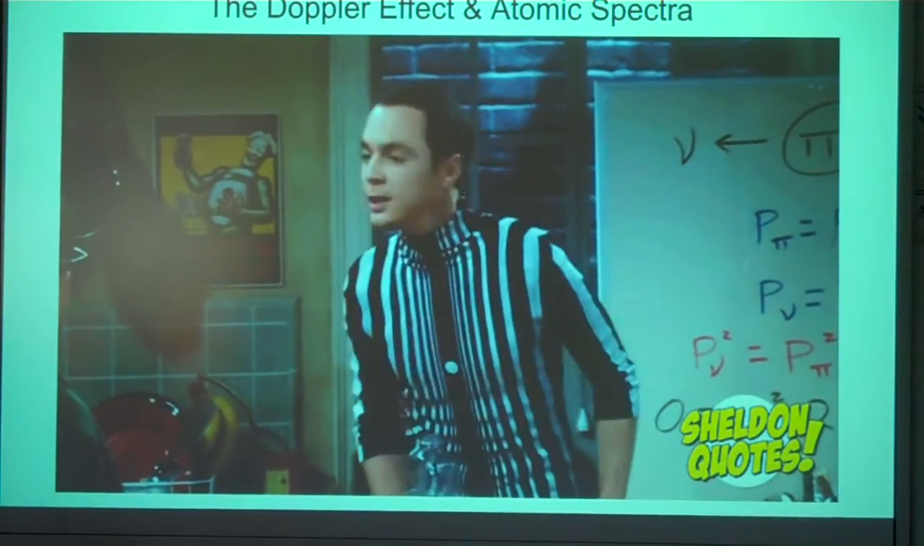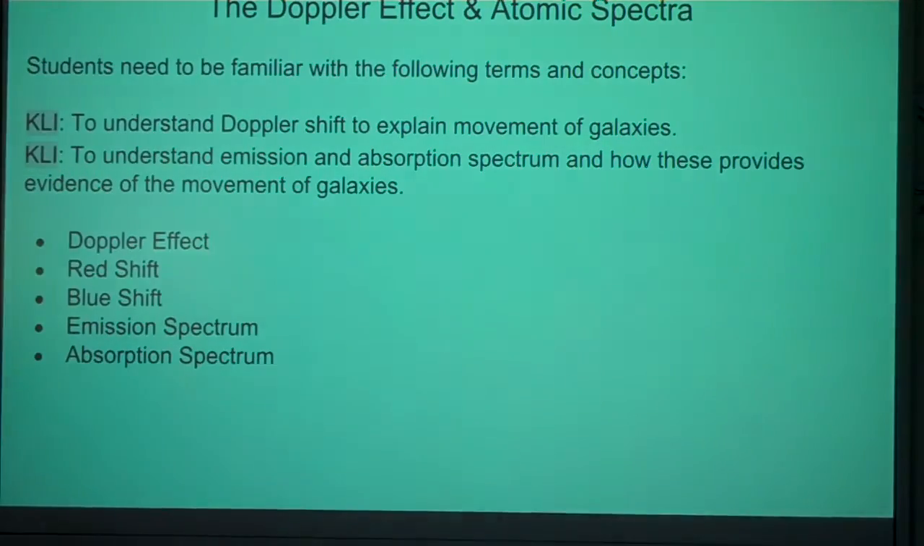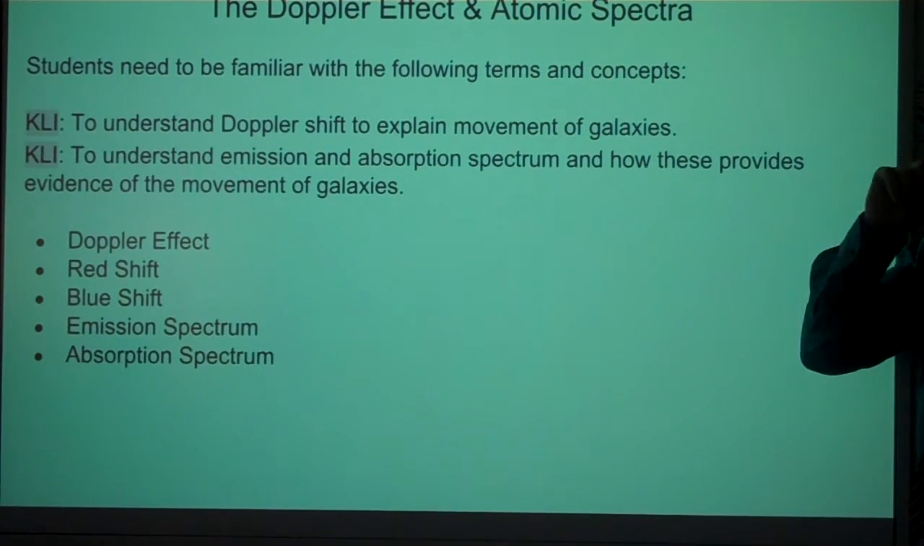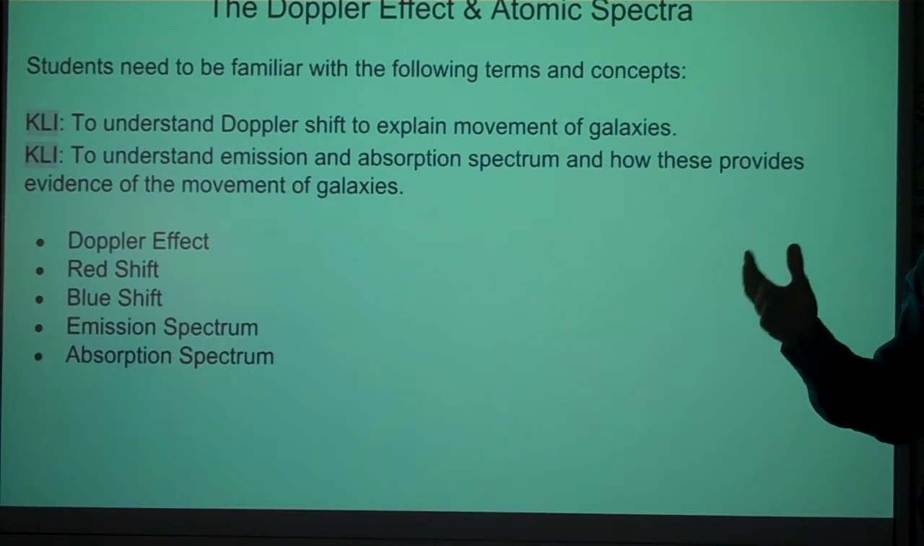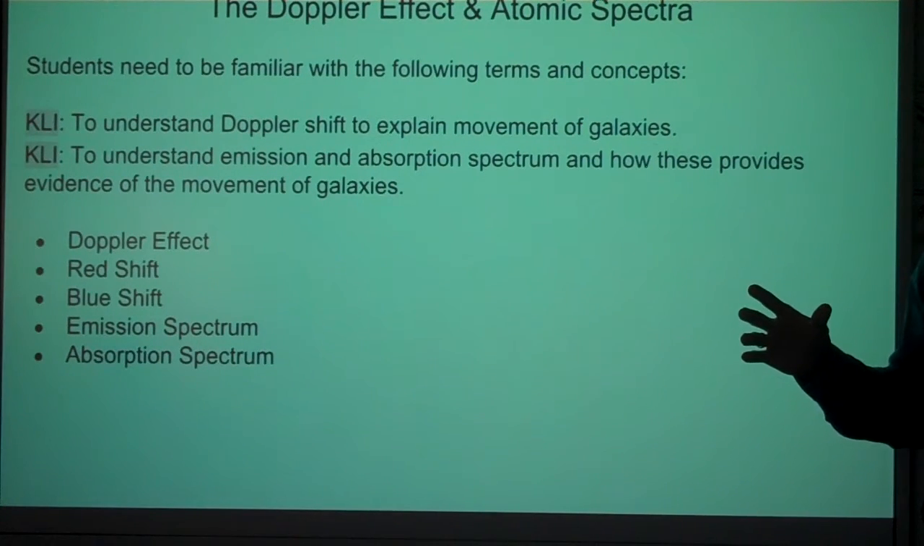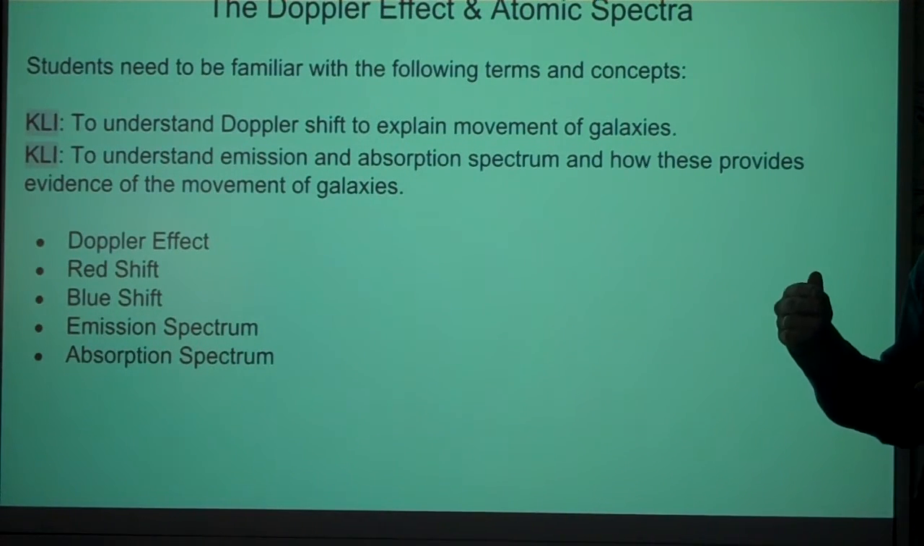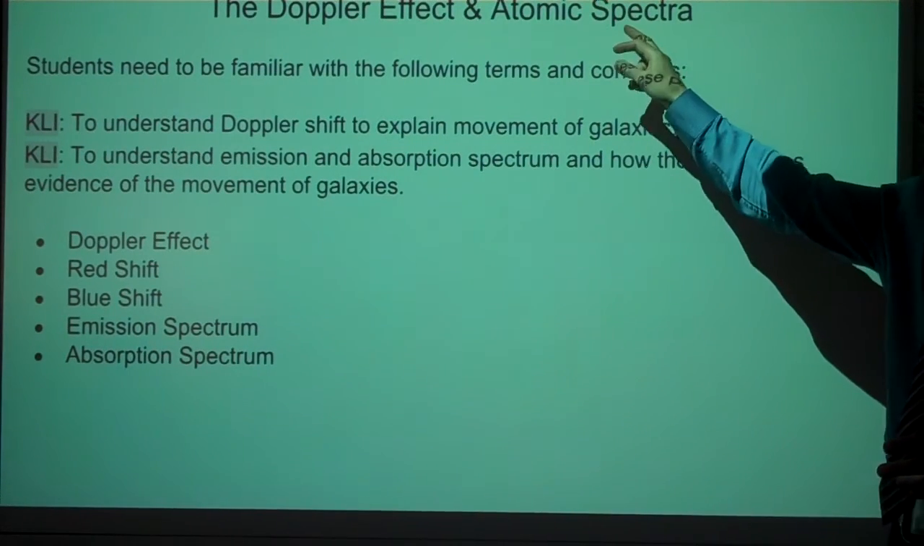Doppler effect and atomic spectra. And we'll review Doppler again. Now, those are your key learning intentions. We talked about this before. We've talked about how Doppler shift tells us that galaxies are moving away from us. Okay, but the Doppler shift of what? Of light. And how is that measured? And that's where atomic spectra comes in.